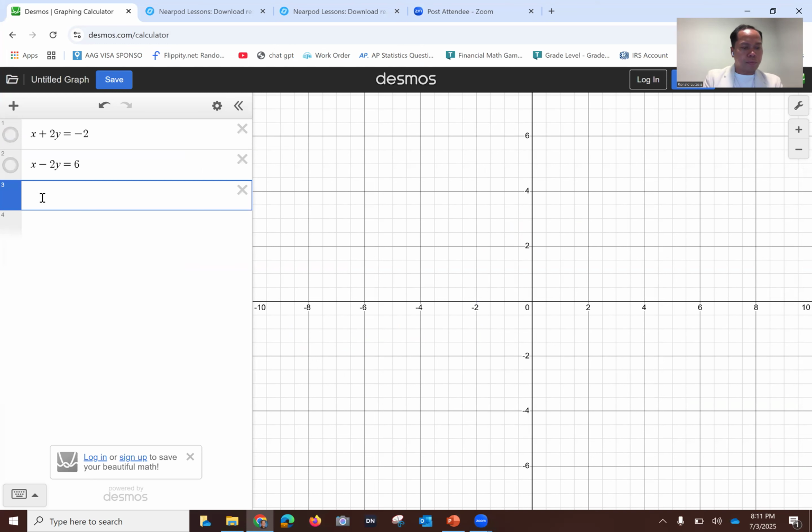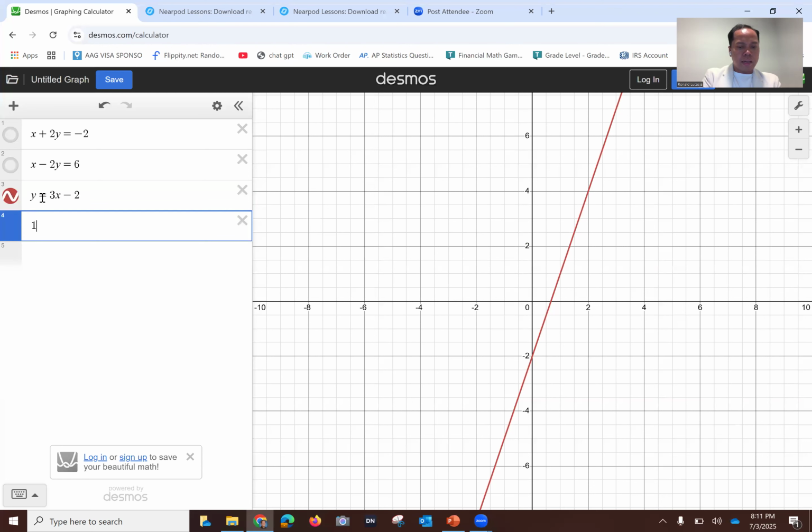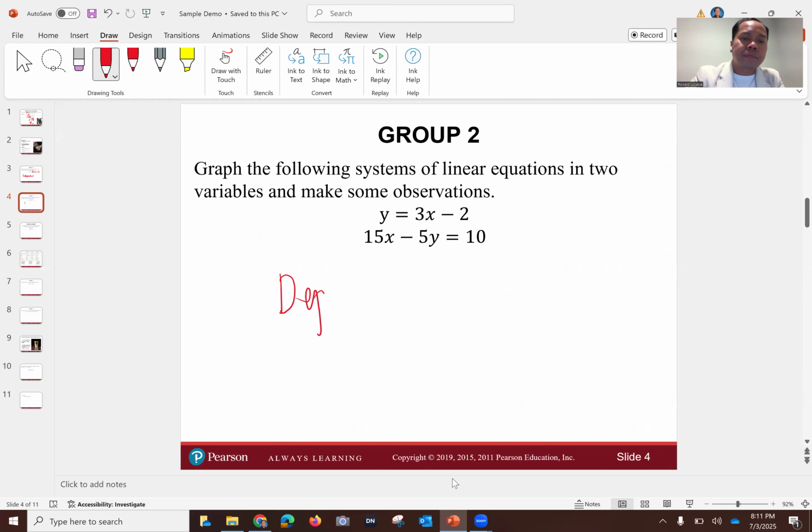So their problem was y is equal to 3x minus 2, and then 15x minus 5y is equal to 10. The graph forms an overlapping. So since the graph forms an overlapping, we're gonna call them dependent. Dependent system. Okay. I want to ask you, how did you find the slope and the y-intercept, Jessa and Arian?